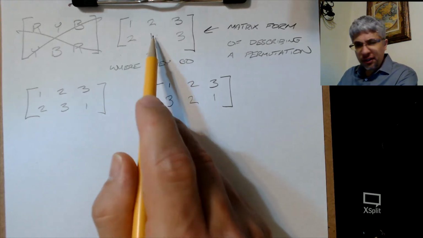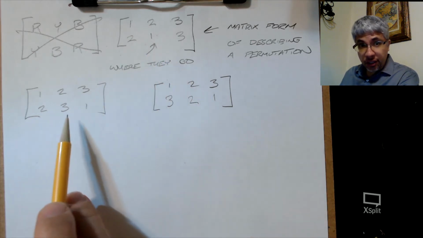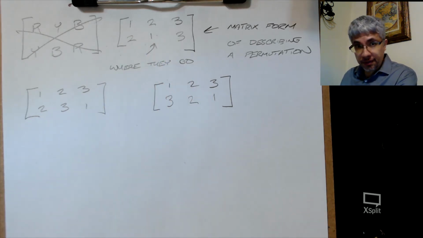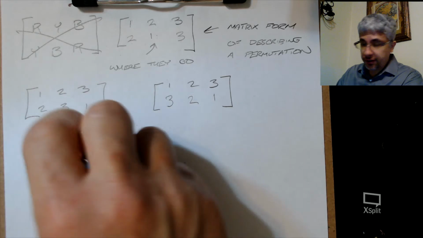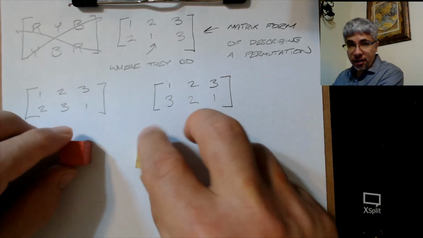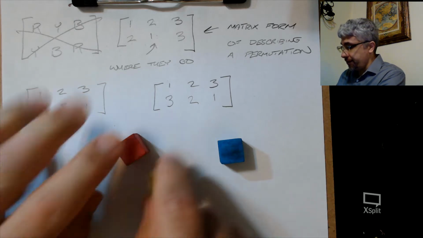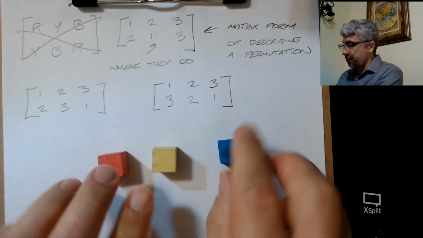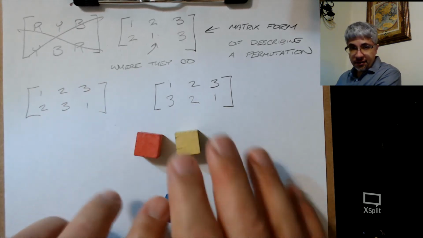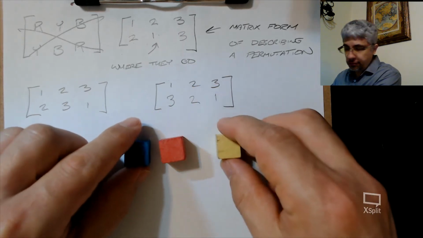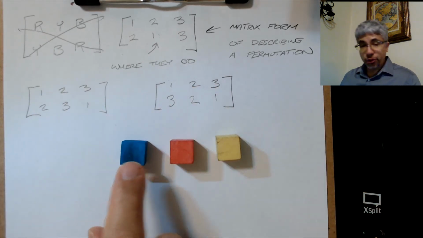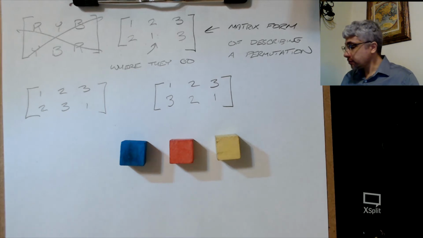Well, I noticed I had one permutation here and another permutation here, and I wanted to put them together. So what does that mean? Well, let's look at what the permutations are. The first permutation here switched these two. That's all it did. The next permutation did this. So we had blue, red, yellow. So what I wanted to know is what happens if you do both of them.